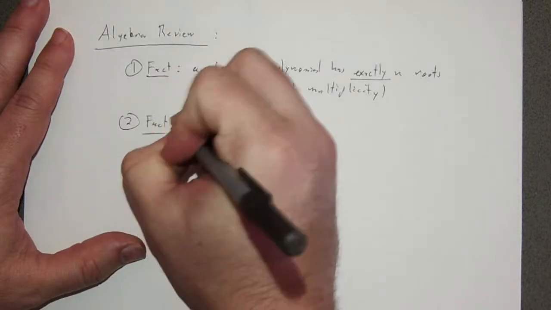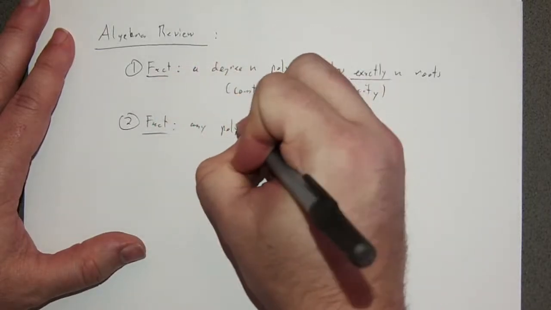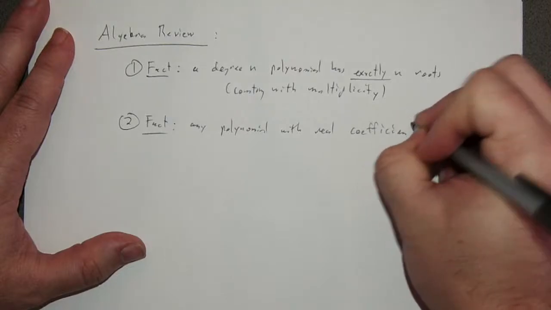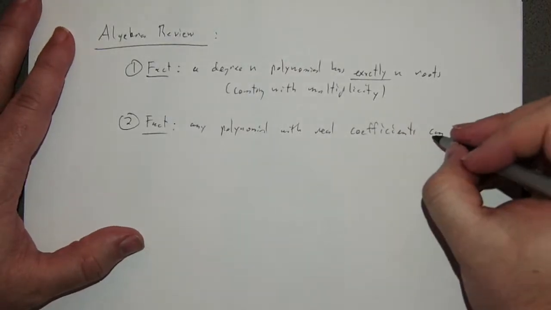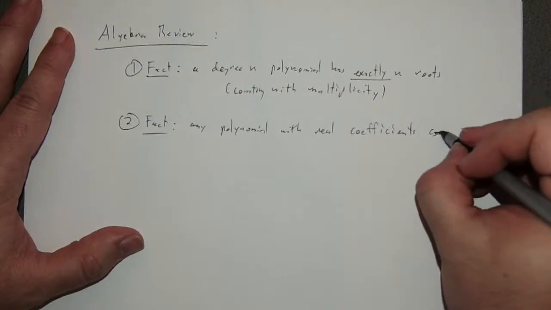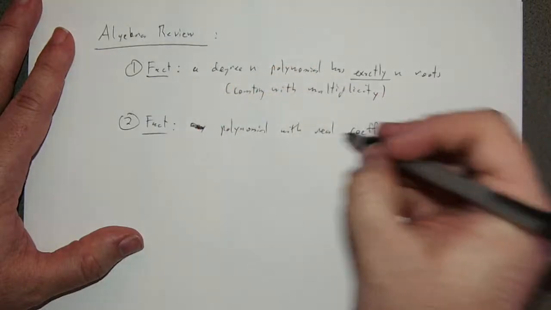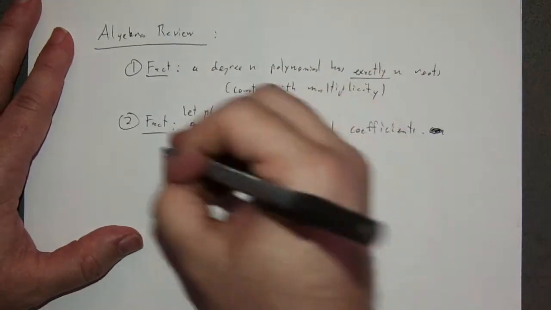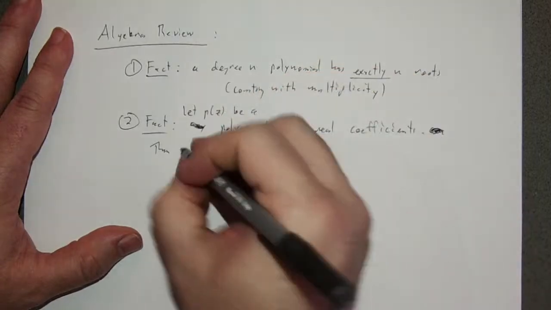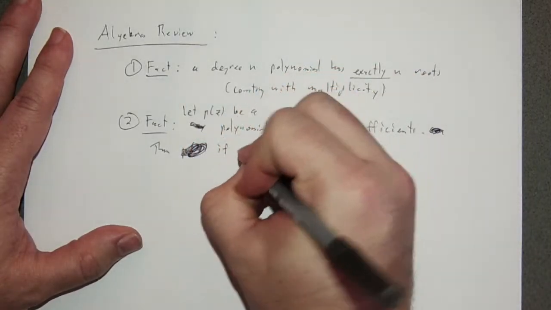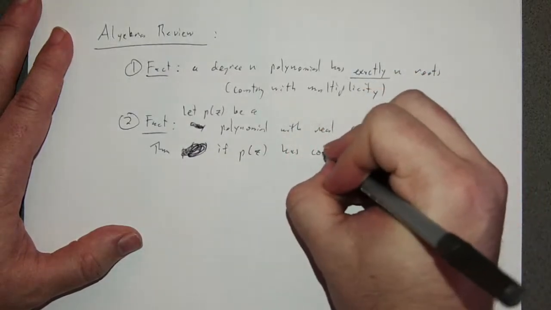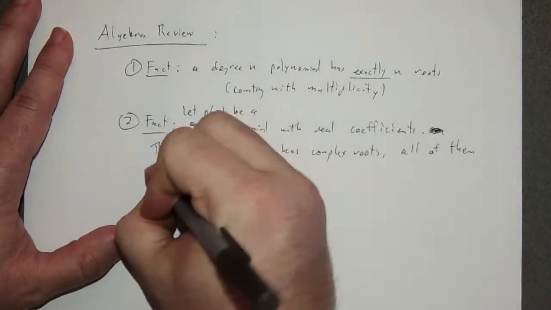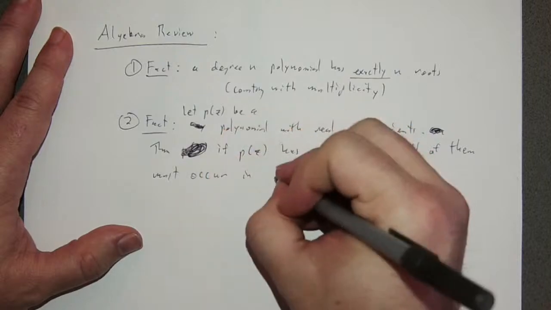Another fact, any polynomial with real coefficients, let me phrase it a little differently. It's a little awkward the way I've written it here. So let's say let P of z be a polynomial with real coefficients. Then if P of z has complex roots, all of them must occur in conjugate pairs.